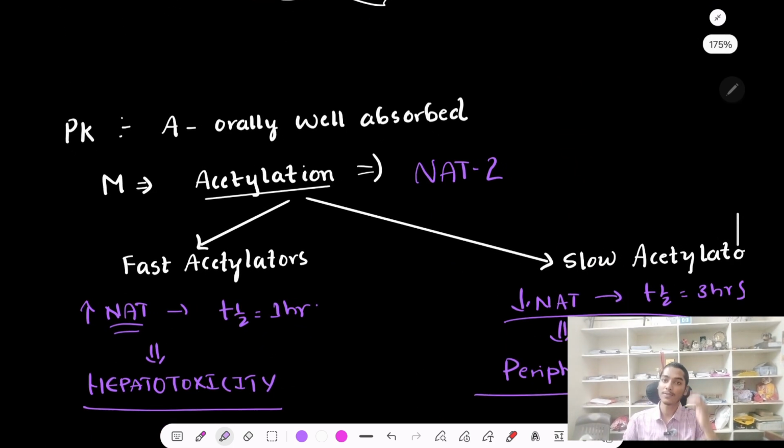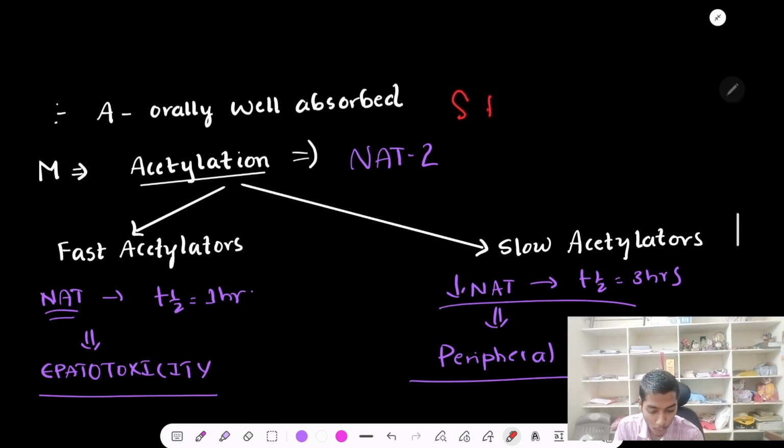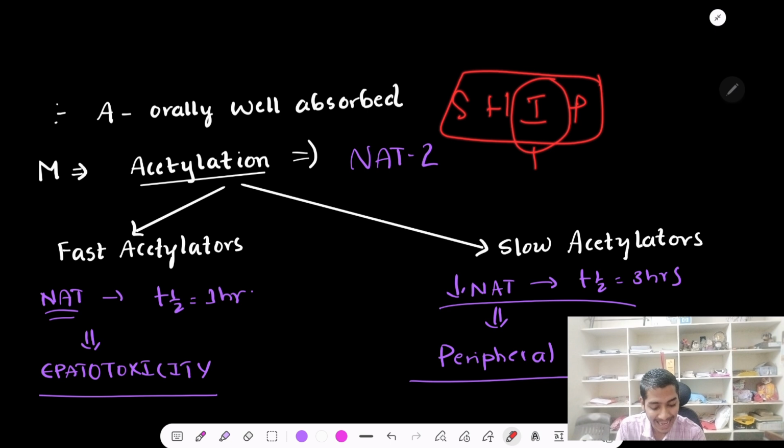Then pharmacokinetics: orally it is well absorbed, but the metabolism, which is very important here, is by acetylation. So we have the SHIP group of drugs which undergo this acetylation. In that, the I stands for isoniazid.